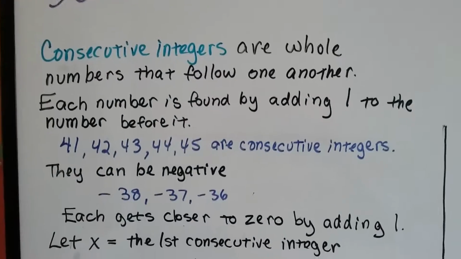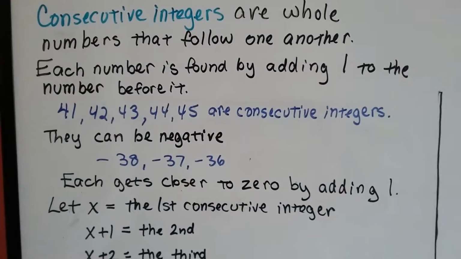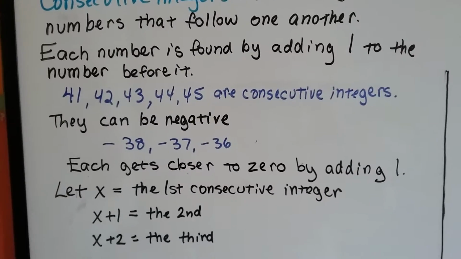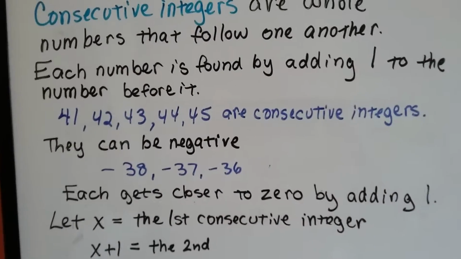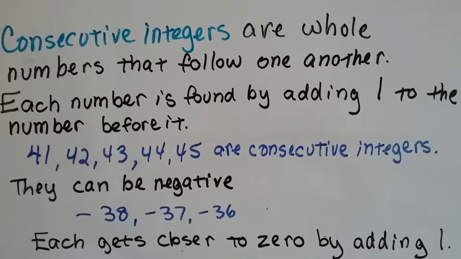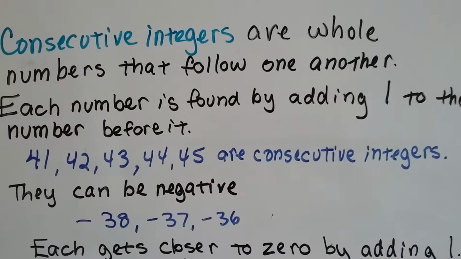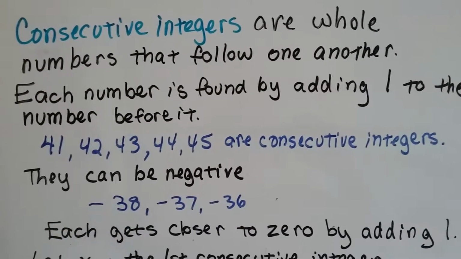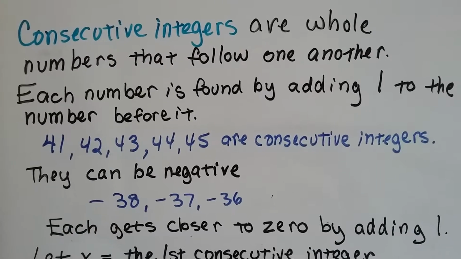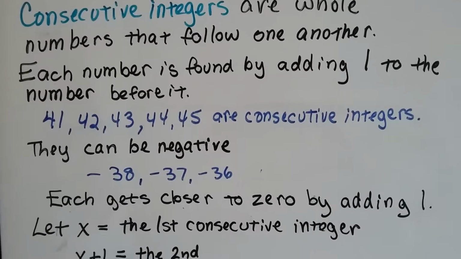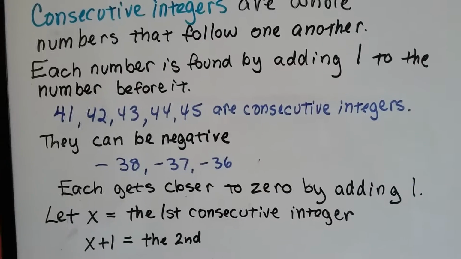Consecutive integers are whole numbers that follow one another, and each number is found by adding 1 to the number before it. So 41, 42, 43, 44, 45, those are consecutive integers. They're just one more than the next one. And they can be negative. Negative 38, negative 37, negative 36. And see how each gets closer to 0 by adding 1?